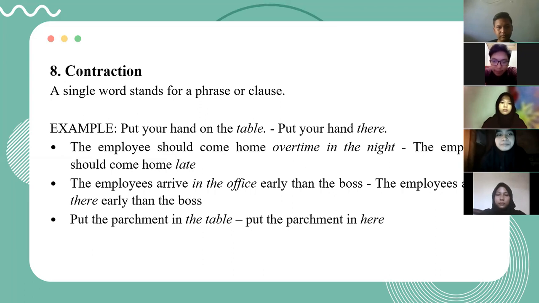Okay, the last one. Put the parchment in the table. Put the parchment in here. Nice. And then we move up to the ninth of our types of learning.